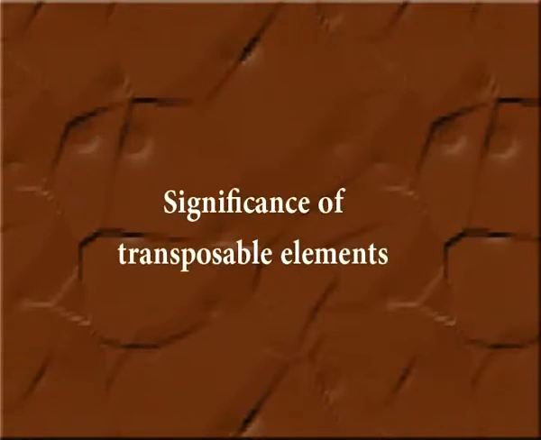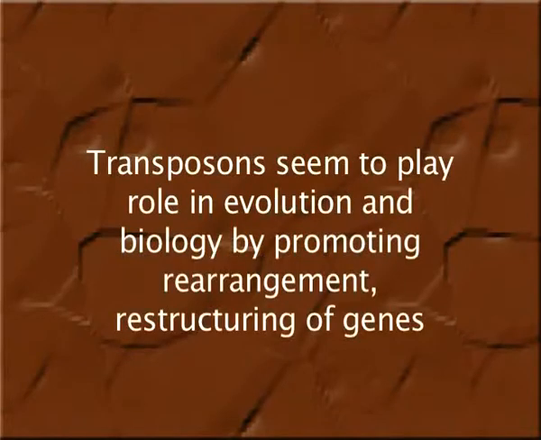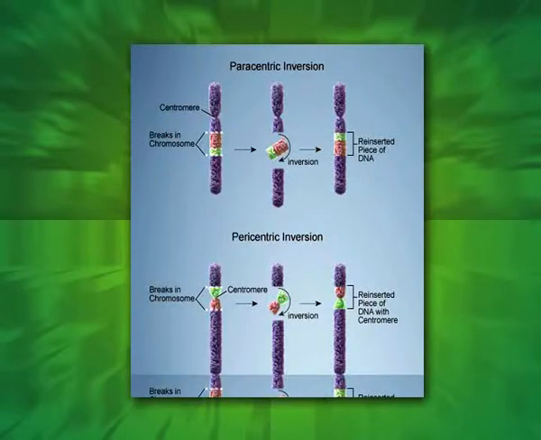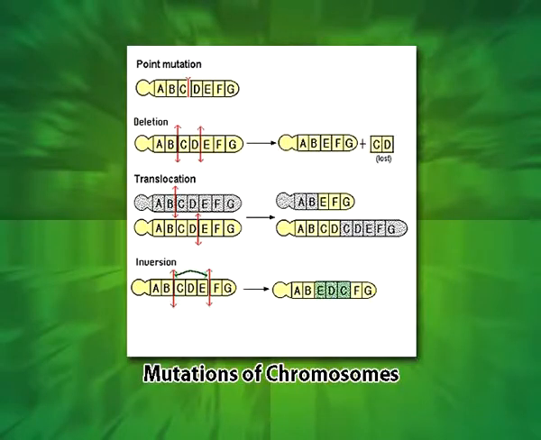Now, the significance of transposable elements. Transposons seem to play a role in evolution and biology by promoting rearrangement and restructuring of genes. Transposons may directly cause both deletion and inversion mutagenesis. They cause mutations by insertion into genes and affect the regulation of genes by inserting near promoters. They also provide substrates for genetic rearrangements and thus act as agents of genome evolution.